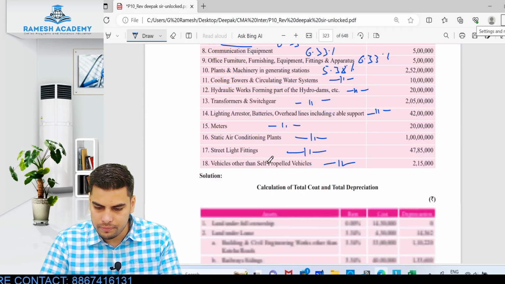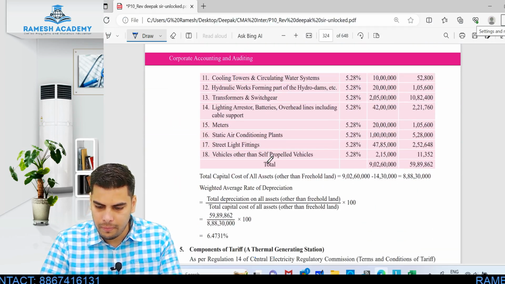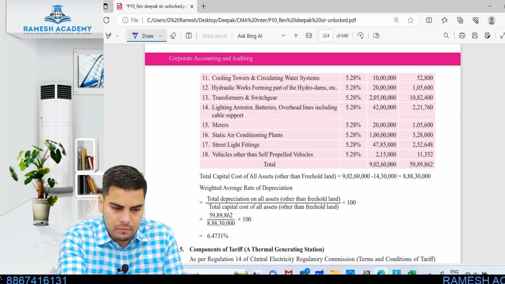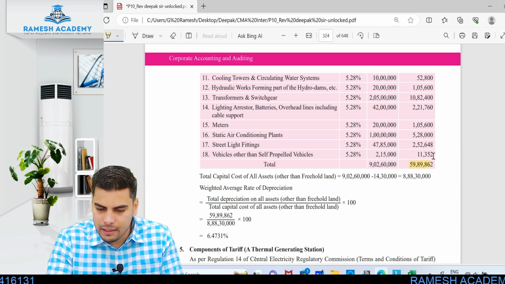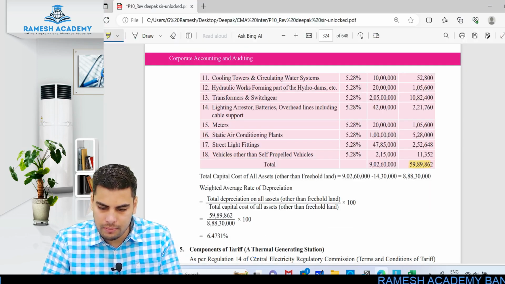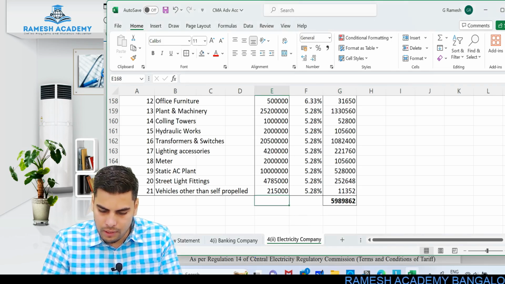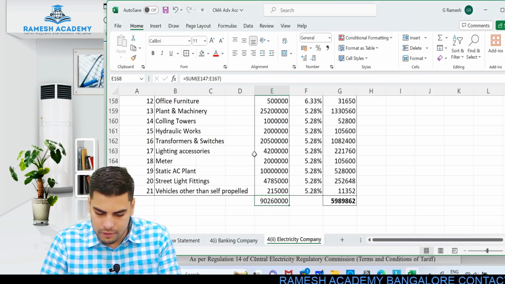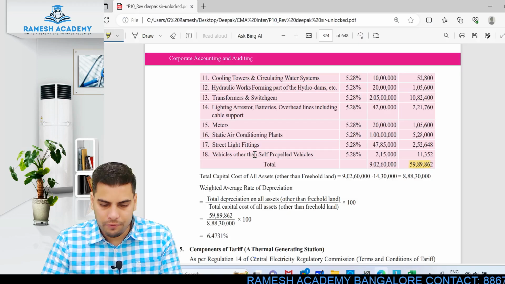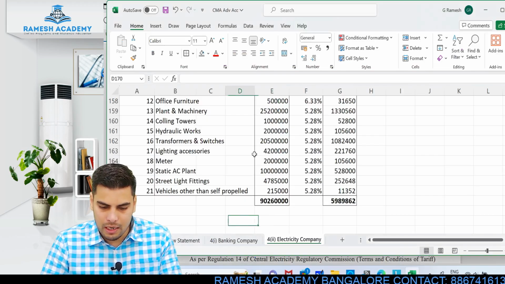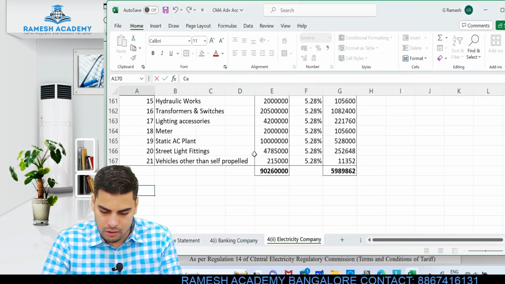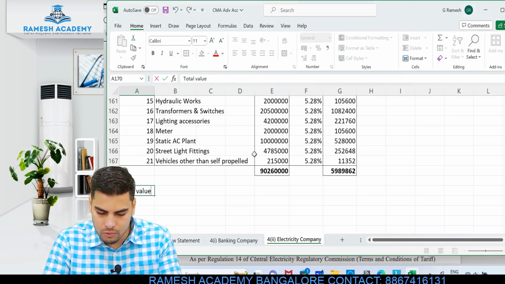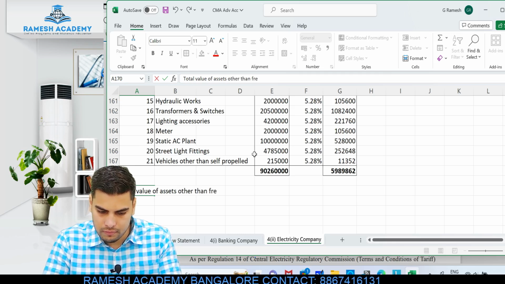Check out the solution. The same amount, right? 59 lakh 89,862, same thing we got over here. And what's the total value of the assets? First thing is other than freehold premises, so from this I'll be eliminating the freehold premises. So total value of assets other than freehold land will be how much?